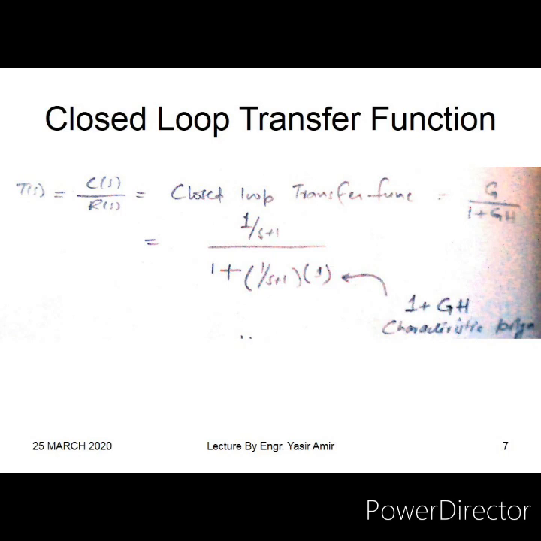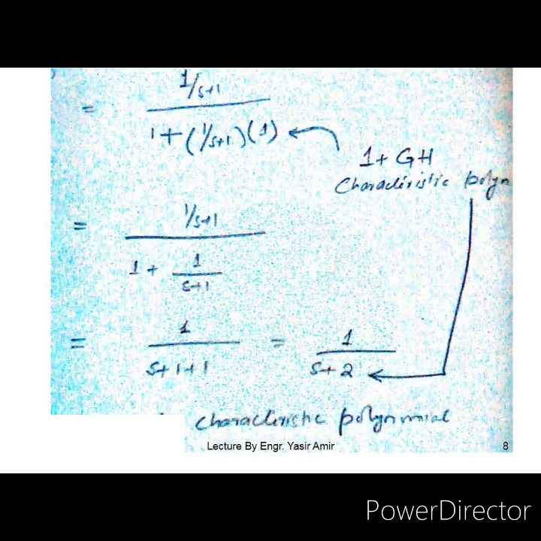The denominator of the closed loop transfer function is called the characteristic polynomial. Now let's do a bit of algebraic manipulation. Again, the denominator 1 plus 1 upon s plus 1 into 1 is the characteristic polynomial 1 plus gh. If we do a bit of manipulation, we finally get 1 plus 1 upon s plus 2, as you can see here. Again, s plus 2 is the characteristic polynomial.